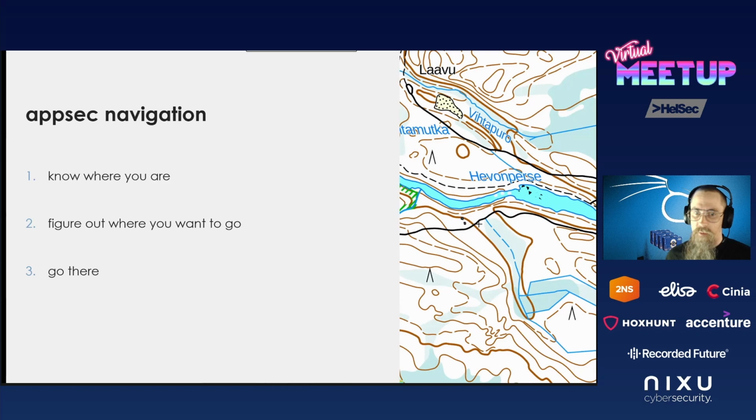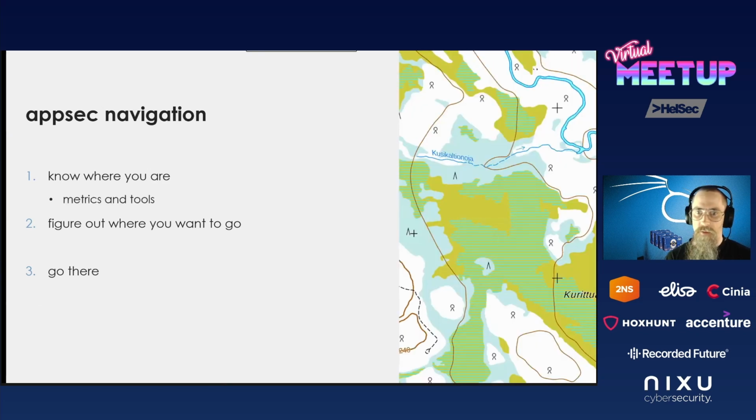So regarding appsec navigation, if you want to know where you are, you need to have some metrics and tools. And that's what I did. That was the first thing I did when I was developing our application security program. I wasn't aware how things were done, so I started figuring out tools, and this is one of the subtopics of this talk. I'll get to tools in a moment.